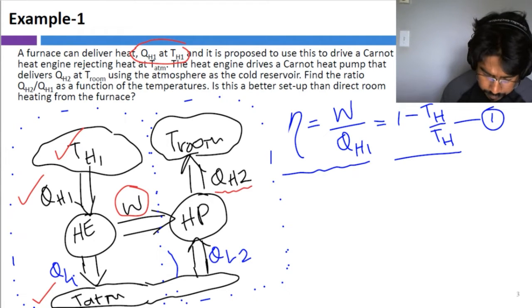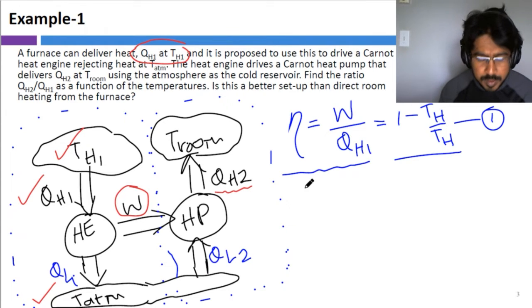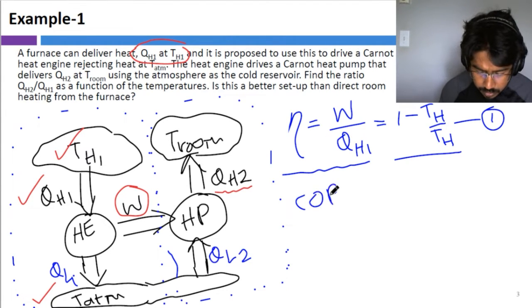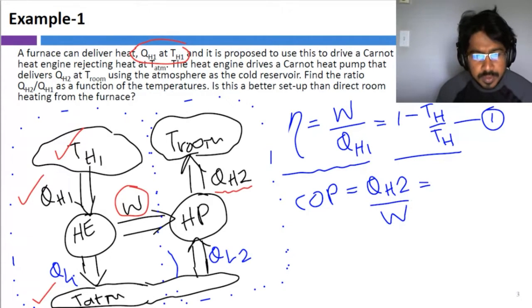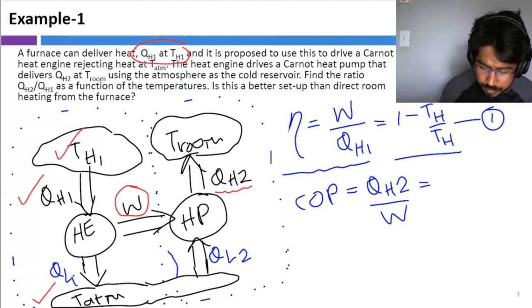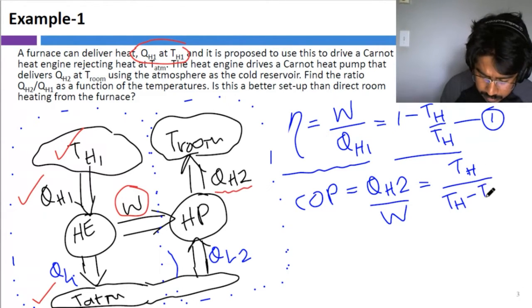Okay, so now for heat pump, we know that we don't define efficiency for heat pump, but we define COP. COP equals useful work, in the sense of a heat pump is QH2, and the work input is going to be W. And for a Carnot heat pump, the COP can be written as TH over TH minus TL.